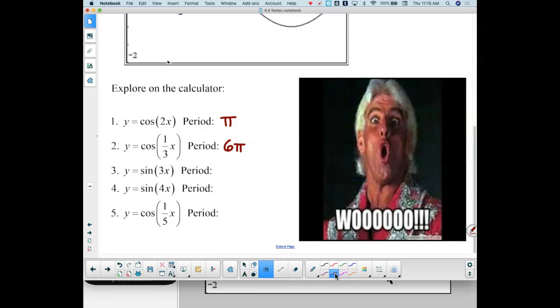Sine of 3x. Not 3 pi over 2. Nope, 2 pi over 3. Sine of 4x: pi over 2. Cosine of 1/5 x: ten pi.